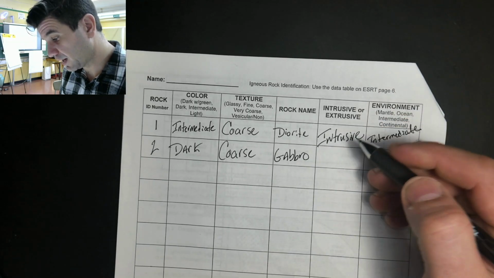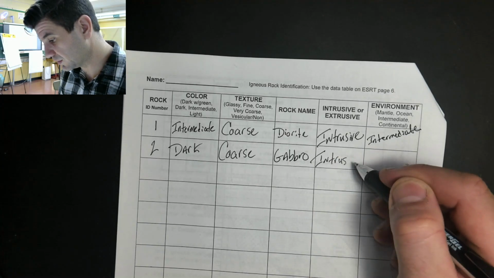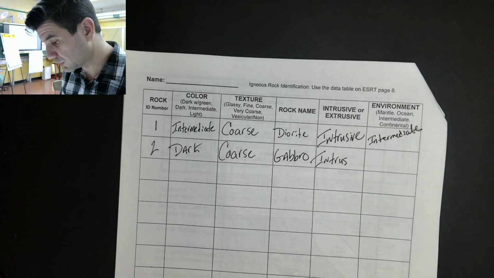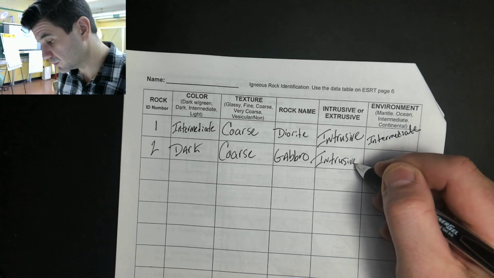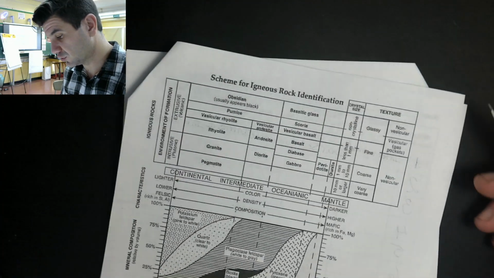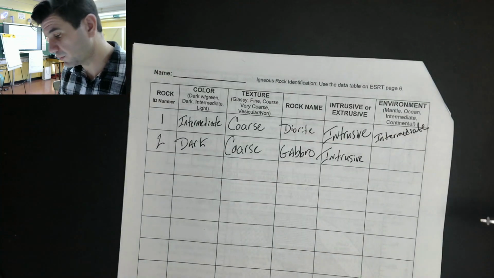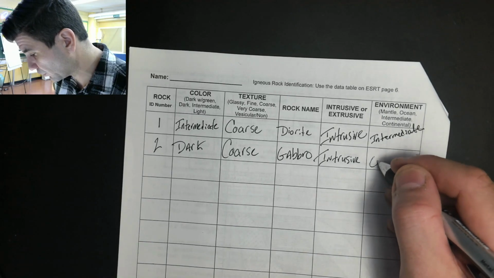Is it intrusive or extrusive? Once again, if it's large enough crystals to be considered coarse, in that case it would be intrusive. What environment did it form in? Well, if we go back to our chart here, we could see that gabbro would be oceanic. So this would be something we would find underneath the ocean floor.